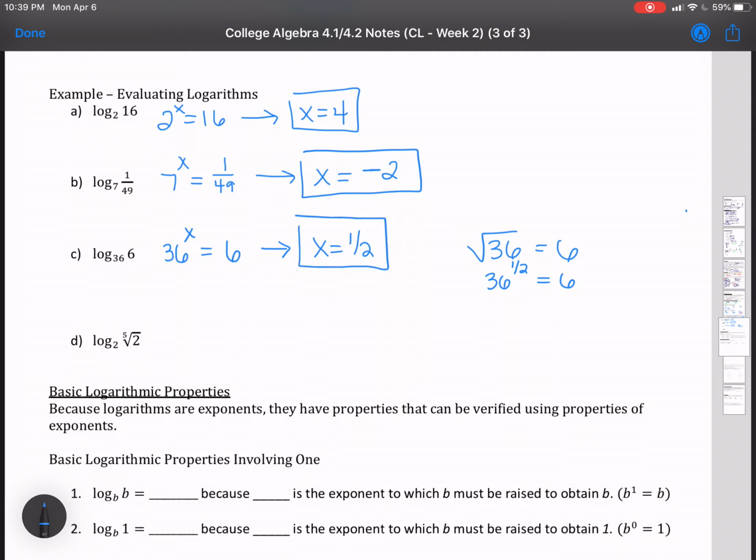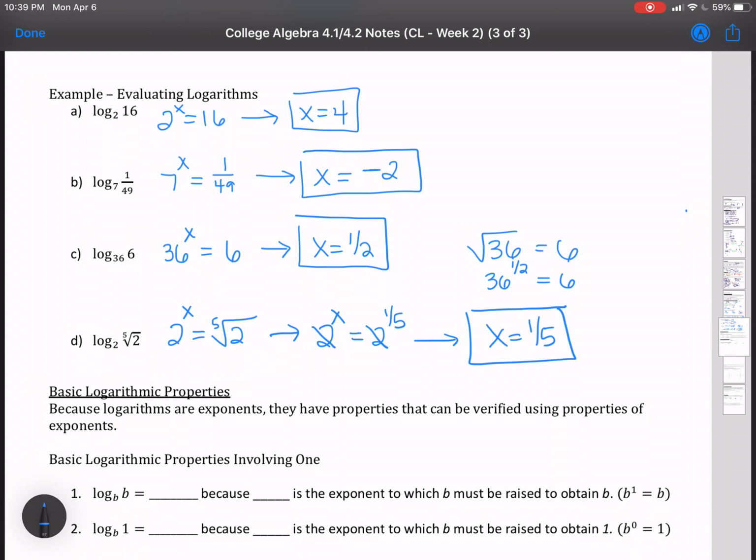And then D, log base 2 of the 5th root of 2. So we have 2 to what power equals the 5th root of 2. So I'm going to rewrite this so that they're both in exponential form. So 2 to the x power equals 2 to the 1/5 power. Since our bases are the same, that tells us that x has to equal 1/5. So that is actually a rule that we're going to look at when we start solving logarithmic functions in 4.4, so in a couple of weeks.